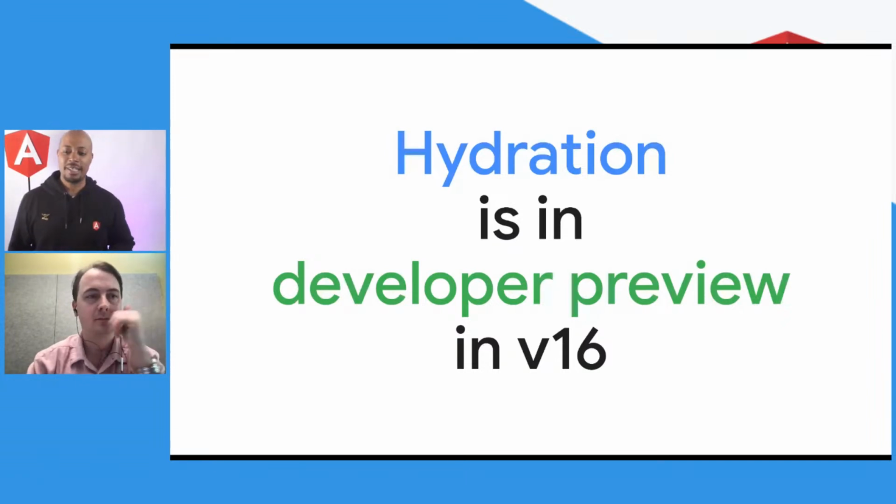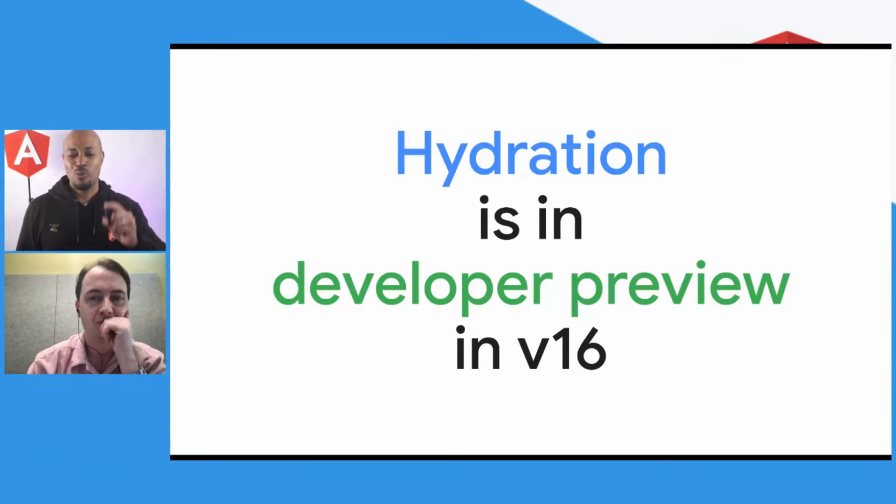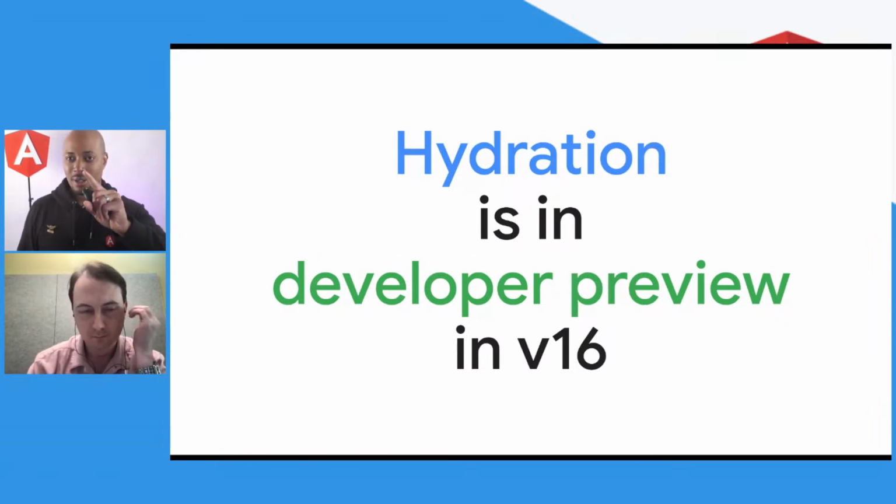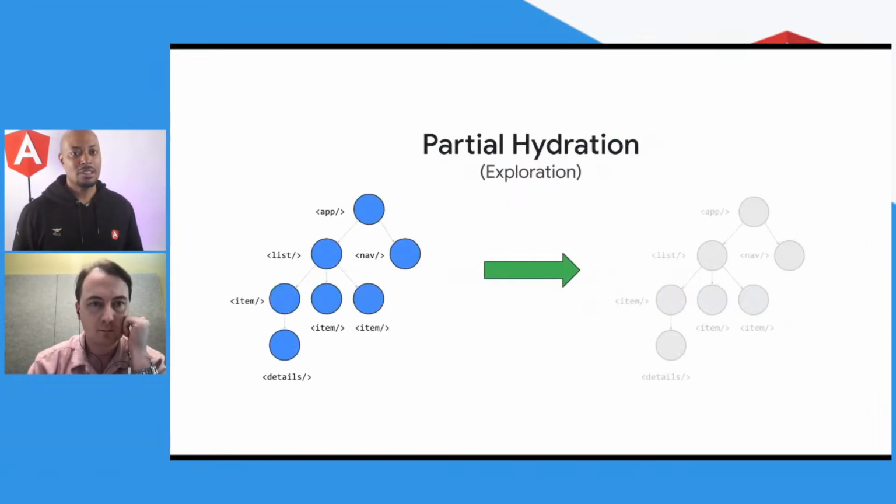Let me tell you what's so fantastic about it. One line change. If you already have your application set up to use Angular Universal for server-side rendering, it's one line. And then you get to take advantage of it. Super fantastic.